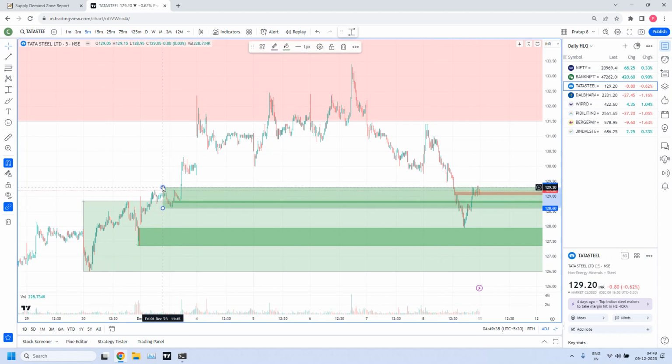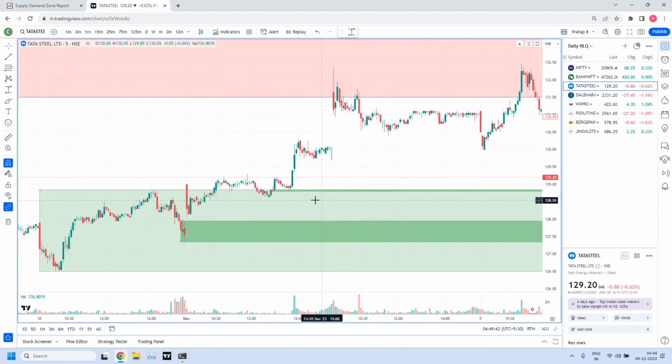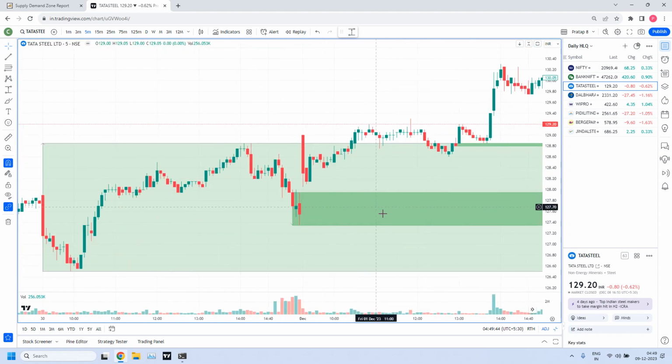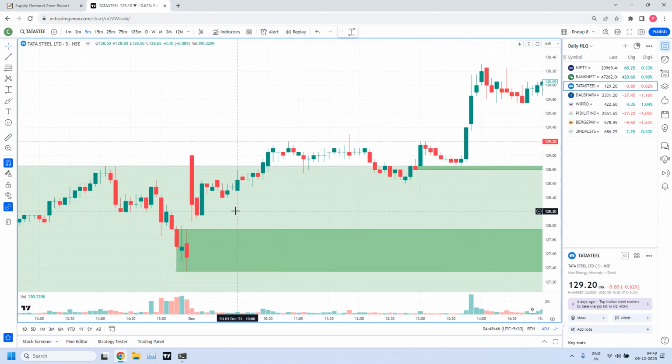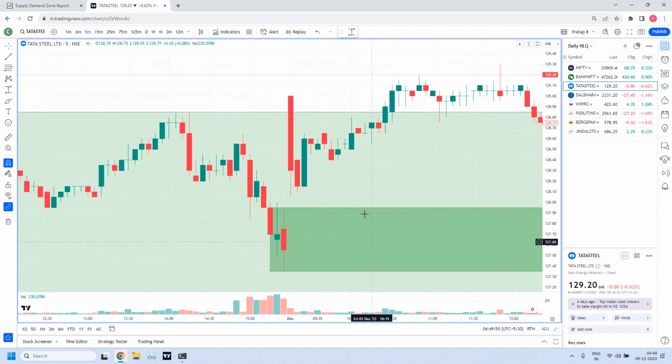Okay, fine. The zone failed. But are we getting another opportunity here? Yes, we have an opportunity. What is the opportunity? We have a leg candle and then 2 base candles, and then we have a leg out with a gap. But it is looking like a drop candle, right?